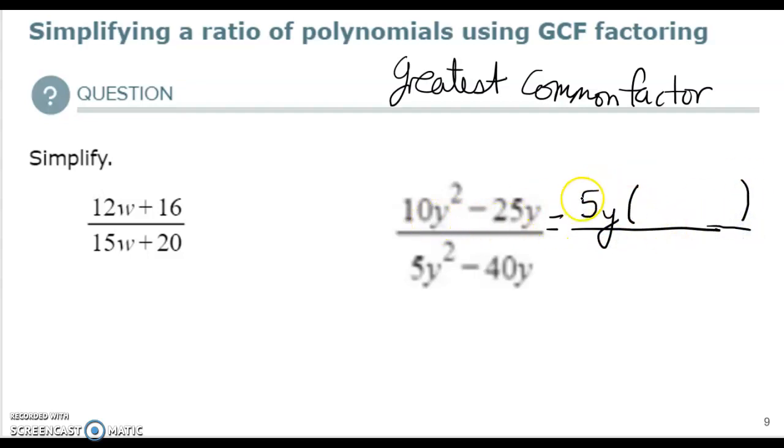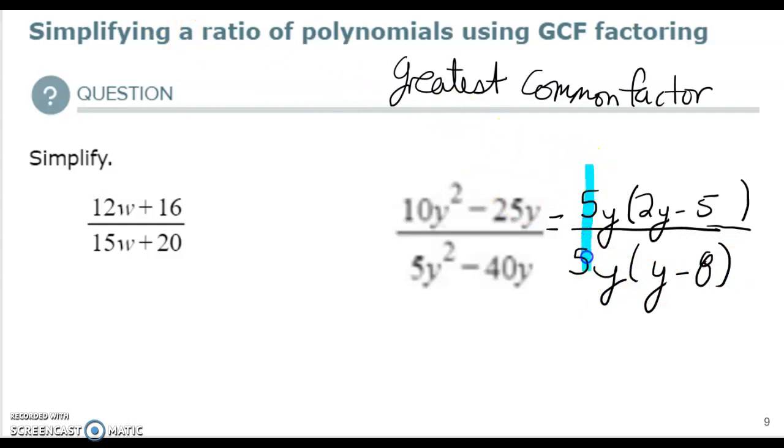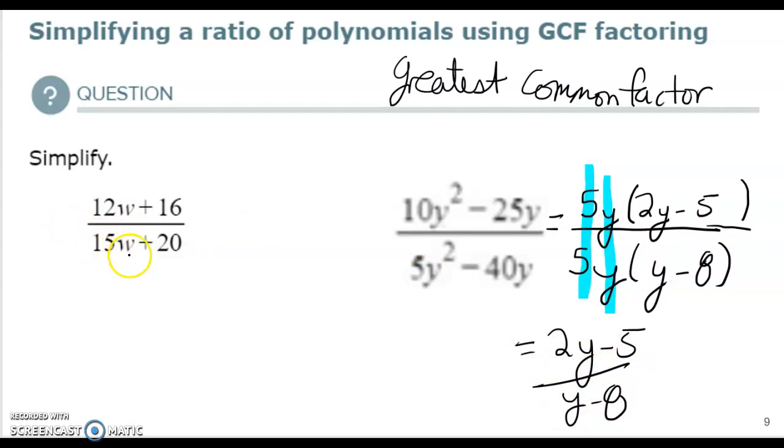So when I pull out a 5y, I'm left with a 2y minus 5. I see that these also have a 5y in common, and I'm left with a y minus 8. So once I pull out a greatest common factor, I can look and see what I can simplify out. 5 divided by 5 is 1, y divided by y is 1. So I end up with this simplifying to 2y minus 5 over y minus 8. I want you guys to try this with the first one, so pause your screen, do this with the first one, and then I'll show you the answer.